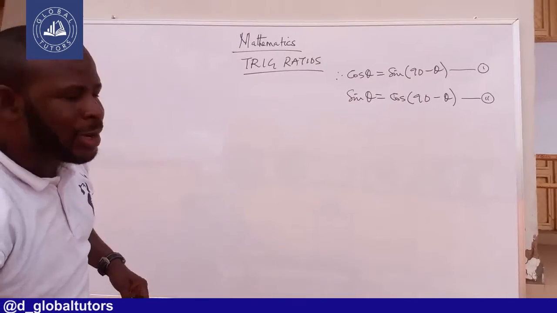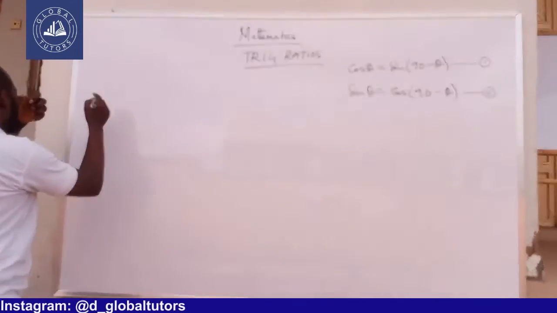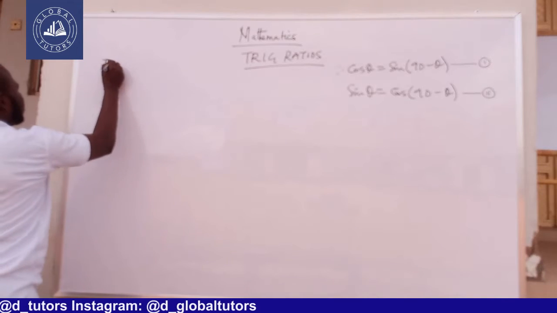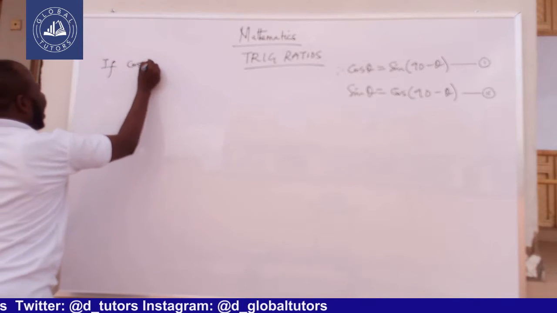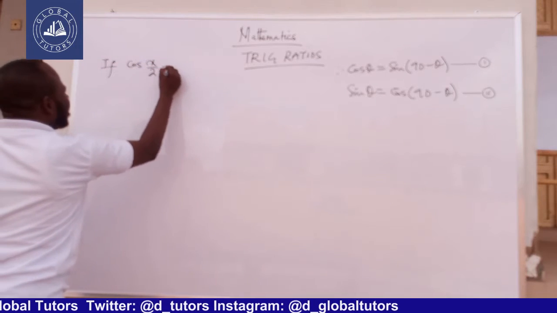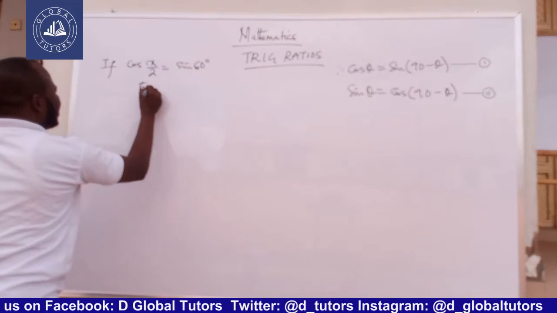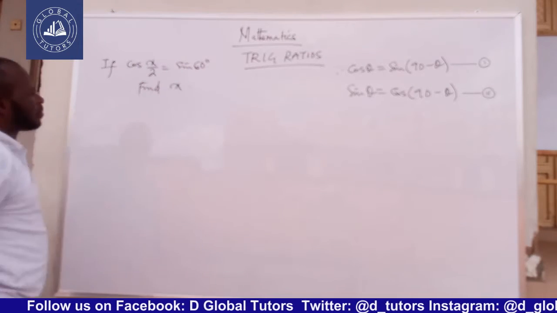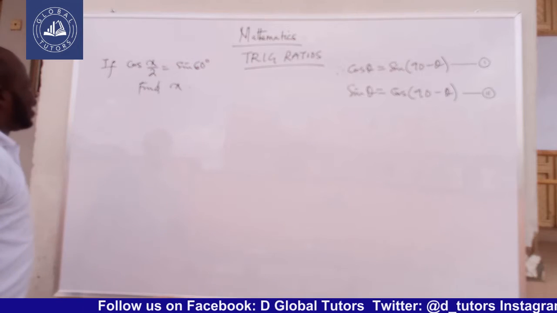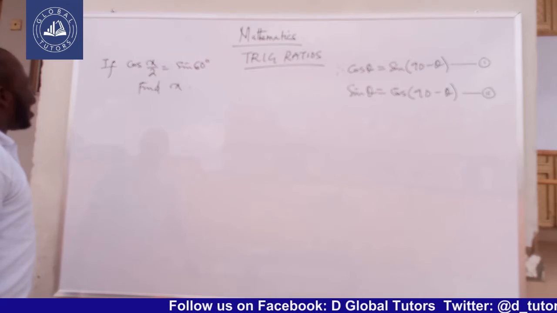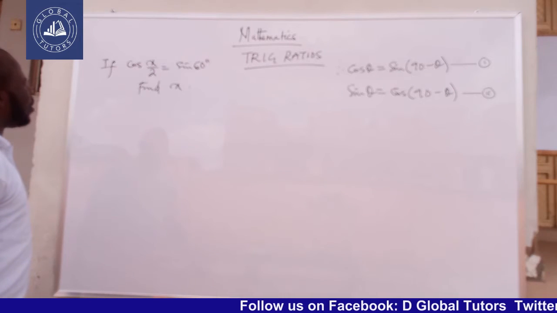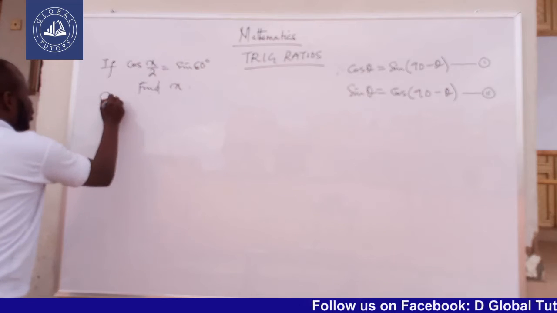Now look at the next question I'm going to give you. The question says, if cos x over 2 equals sine 60 degrees, find x. Now, how do we solve this? We say solution.